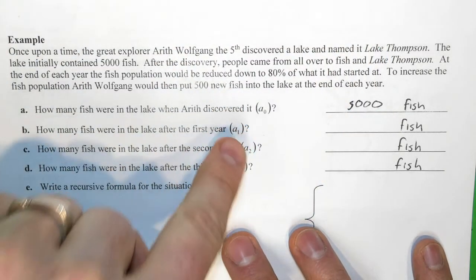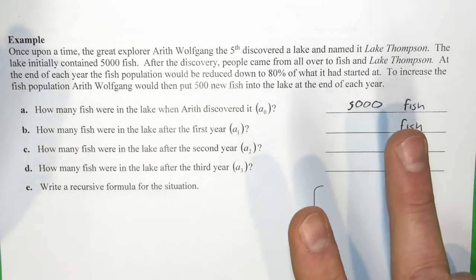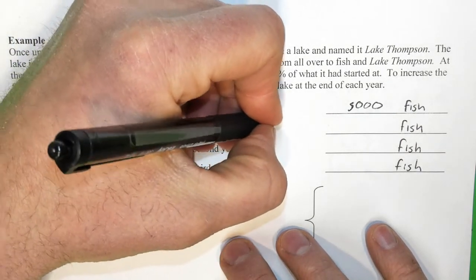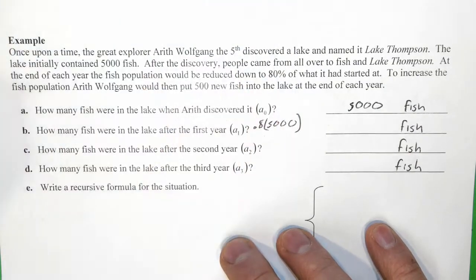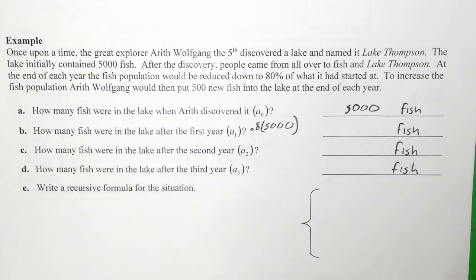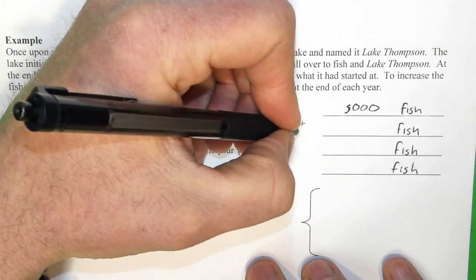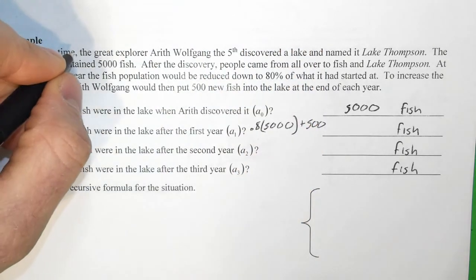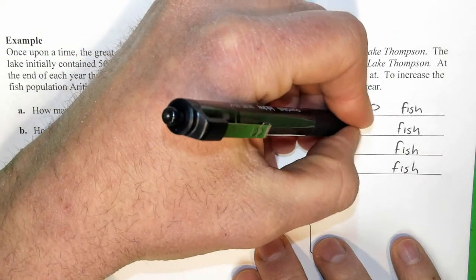Now, A1 means that 1 full year of fishing has occurred, and that means 2 basic things have happened. The first thing is people have pulled fish out, which means that our 5,000 fish has been reduced to 80% of what it once was. We're going to take our 5,000 and multiply it by 0.8. This will shrink the amount of fish. But then, the other thing that's going to happen is that Erich Wolfgang is going to notice that the fish population goes down and add 500 new fish. When both of these things happen, the fish population is now 4,500 fish.